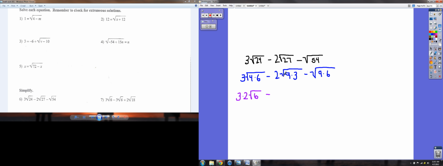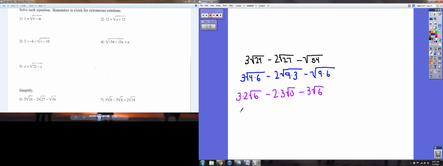Okay, so 2 times radical of 9. Okay, we know radical 9, or square root of 9, is equal to 3. So 2 times 3. Can I break down radical 3 here? No, so this is going to be radical 3. Minus radical 9 times 6. So can we break down radical 9? Okay, yes, that's going to be a 3. Again, we can't do anything with radical 6, so it's just going to stay underneath the radical.